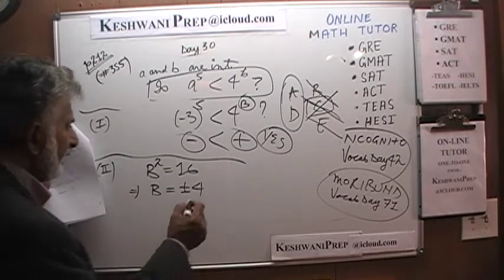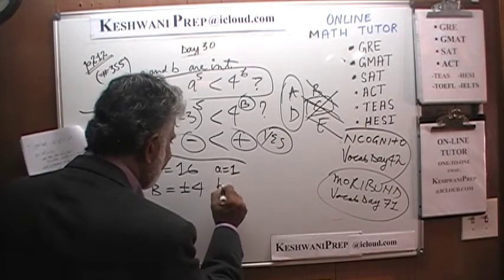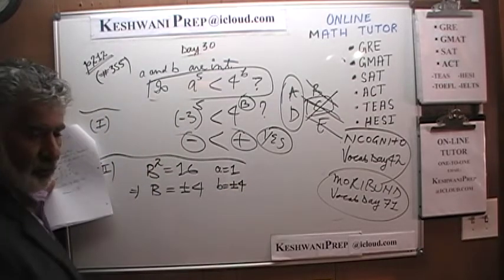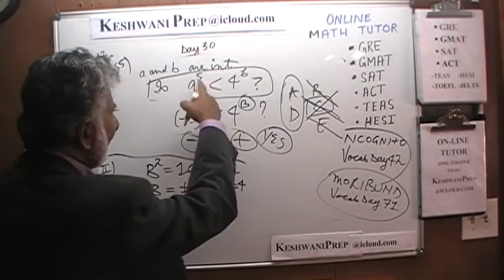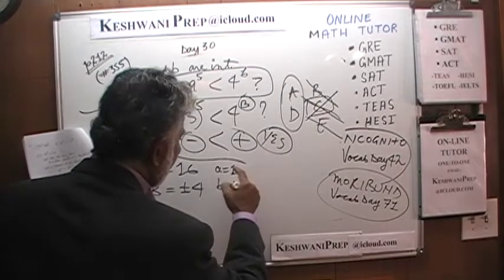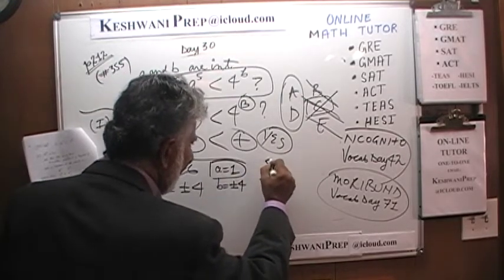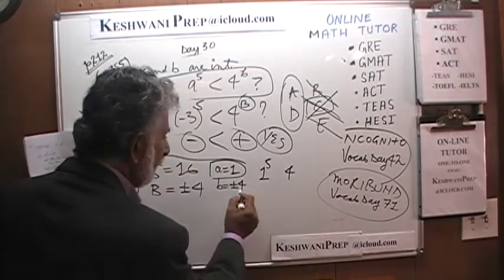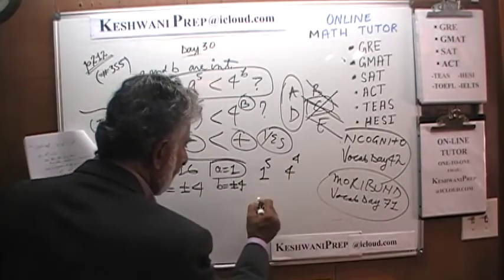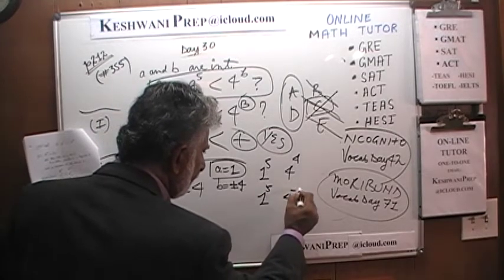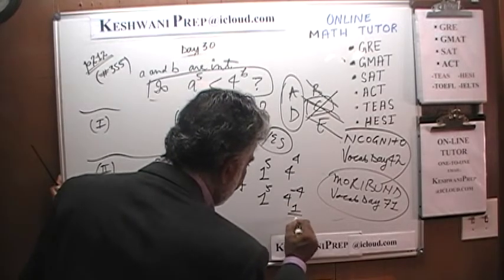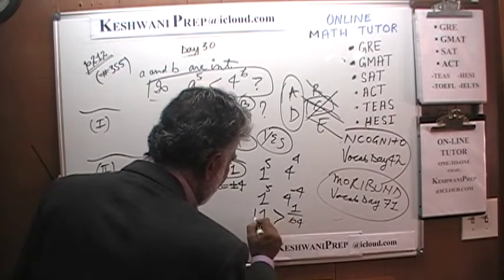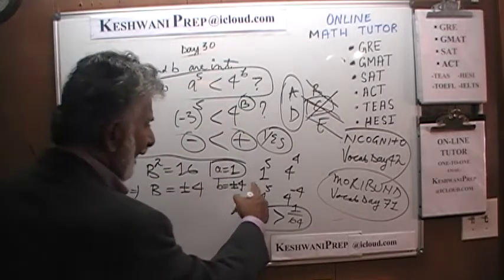For example, if A happens to be 1 and B happens to be either positive 4 or negative 4, let's look at this scenario. A raised to 5, which simply means 1 raised to 5, versus 4 raised to positive 4, or if it's negative 4, 4 raised to negative 4. As you can clearly see, 4 raised to negative 4 is 1 over 4 to the 4th. This is 1. In this case, 1 is bigger than this quantity, and in this case, 1 is less than that quantity.